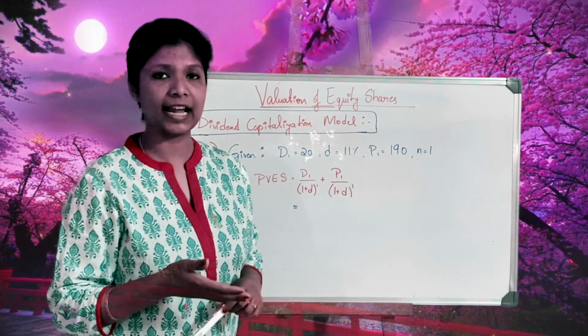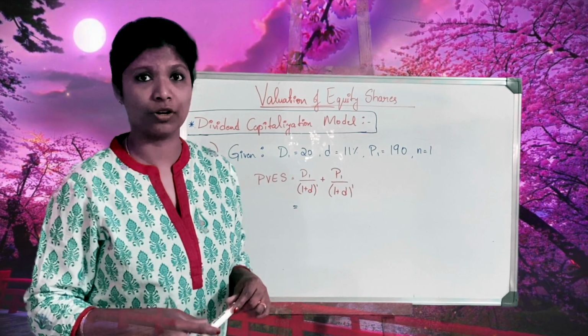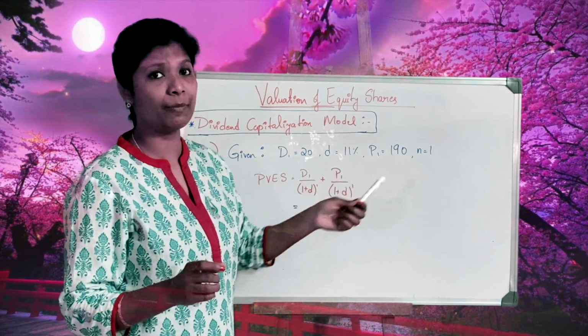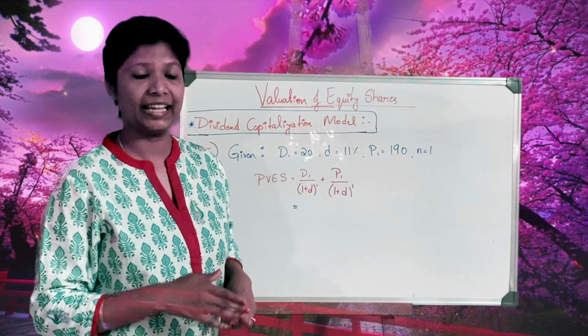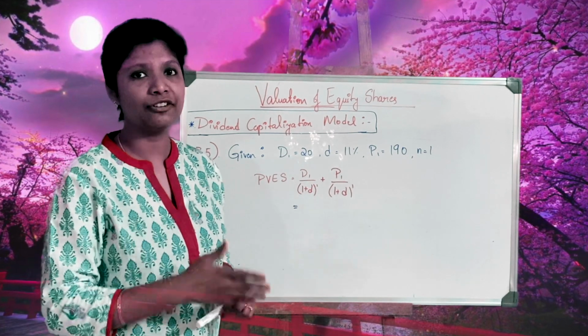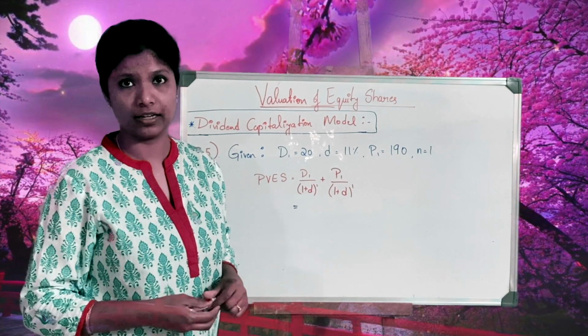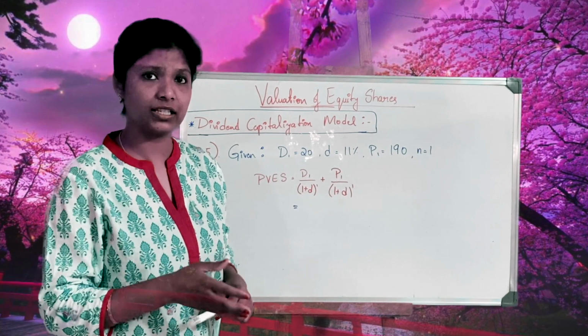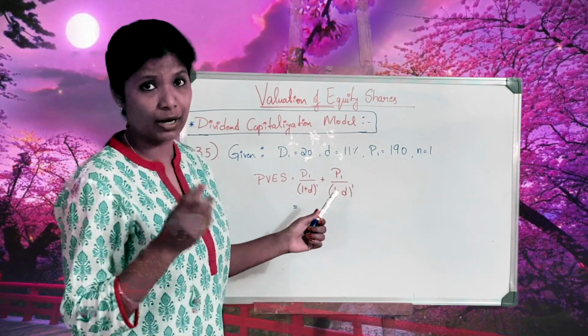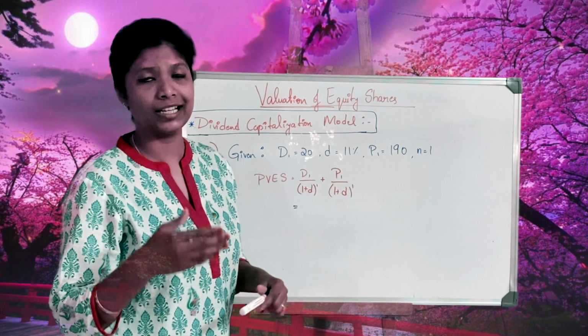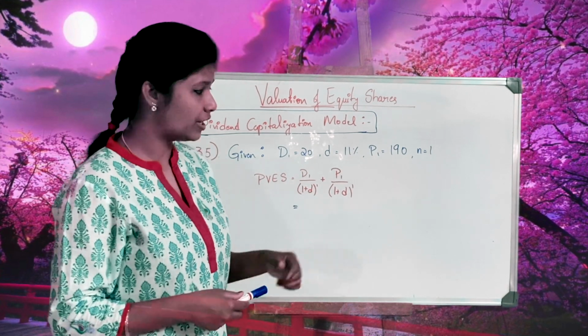How do we decide if it's a one period model or a two period model? Whenever the question mentions the price of the equity share, it will definitely mention at the end of the first year or at the end of the second year. So if it's the end of the first year, it is a one period model. End of the second year, it is a double period model. So let's solve this question.